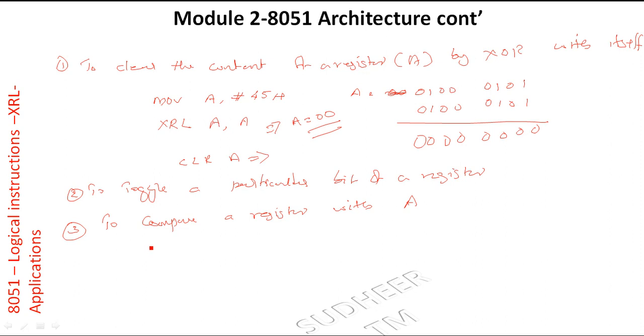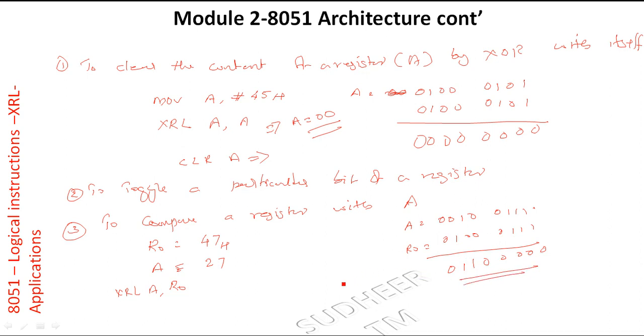For example, suppose our register R0 content is 47H and the accumulator is some other value, for example 27. Then we perform XRL A, R0. What will happen here? A is 27, 0010, 7 is 0111. R0 is 47, 0100, then 0111. While performing the exclusive OR operation, same input 0, same input 0, 0, 0, same input 0, different input 1, different input 1, different input 0. So this is the content of the accumulator after performing XRL A.